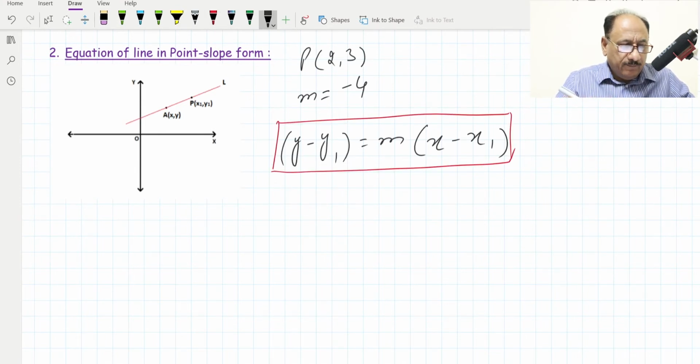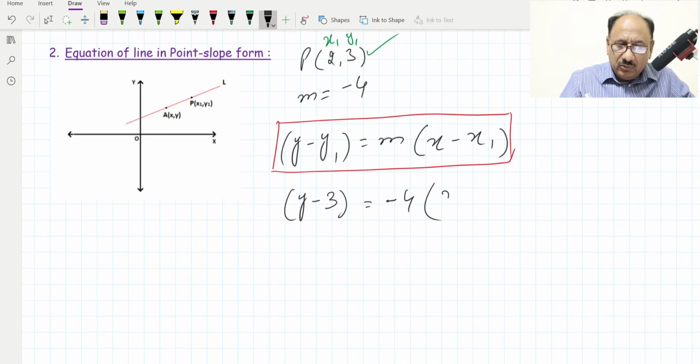So you will have to keep in mind, our x1 value will be what? Our x1 will be this one and y1 will be this one. So we will write these values over here: y minus y1, which is 3, is equal to m, which is minus 4, into x minus x1, which is 2. So we can simplify this. We can open the brackets and we will get y minus 3 is equal to minus 4x plus 8.